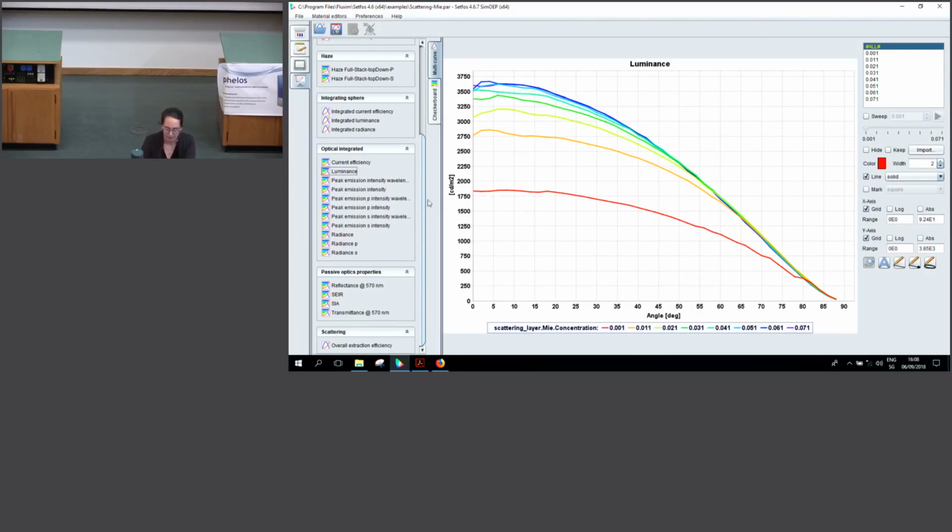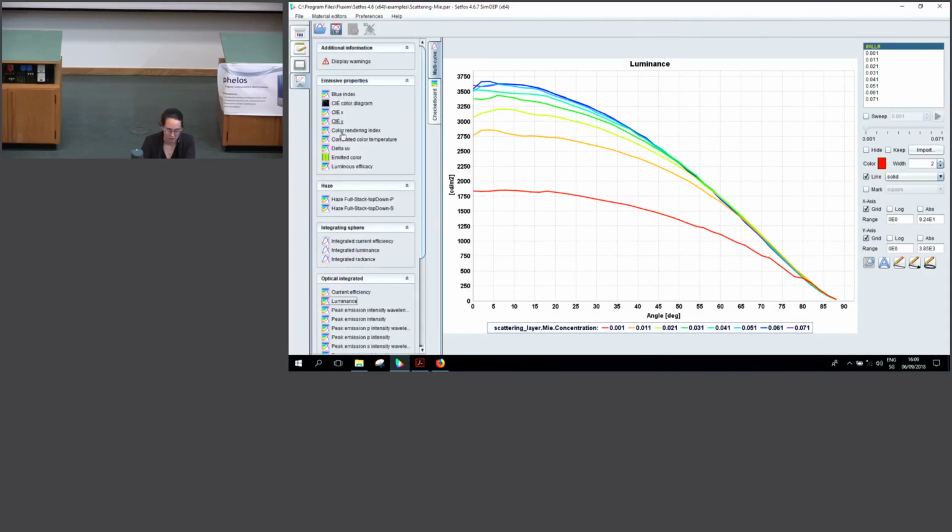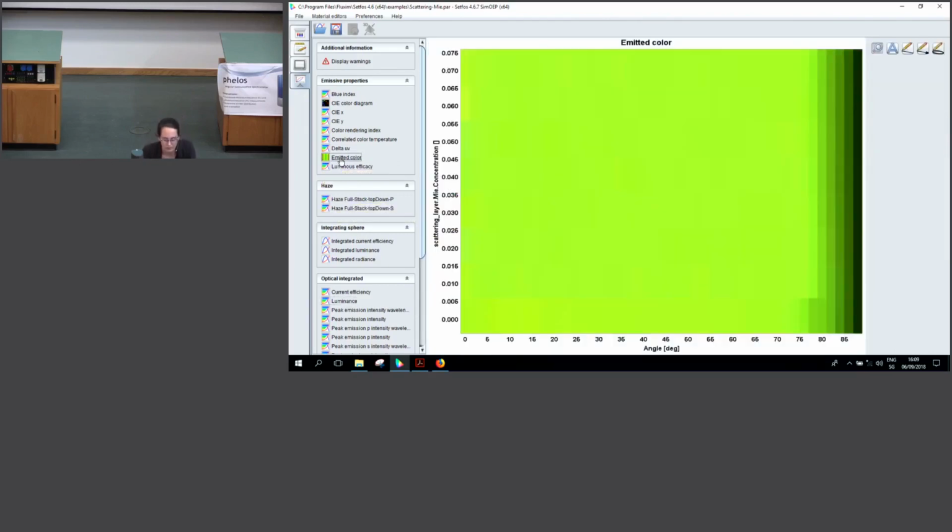But also it saturates, so there is a certain point where you don't win anything anymore. And at a certain point you even have backscattering if you have too many particles in the film.